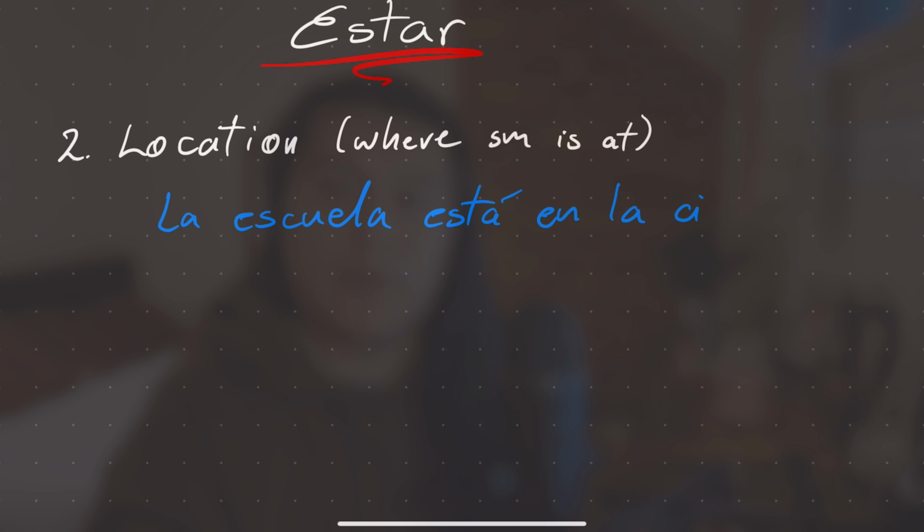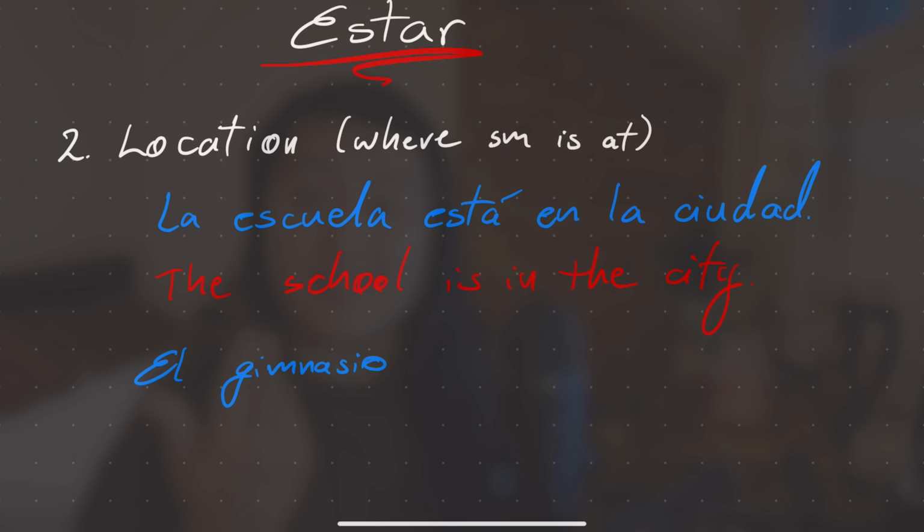Where something is located. A school, la escuela. La escuela está en la ciudad. La escuela está en la ciudad. The school is in the city. El gimnasio está cerca de mi casa. The gym, el gimnasio, is cerca, nearby, close. De mi casa, my house, from my house. So the gym is near my house.